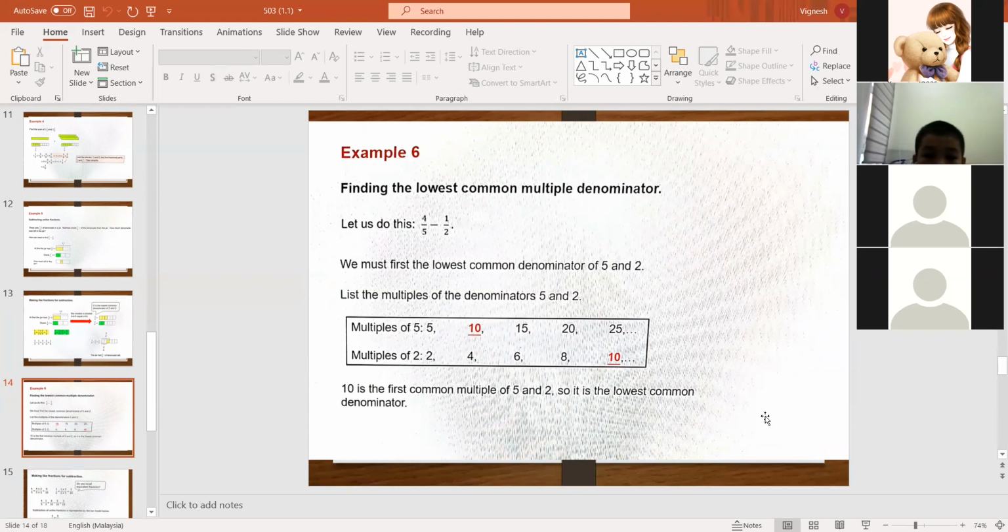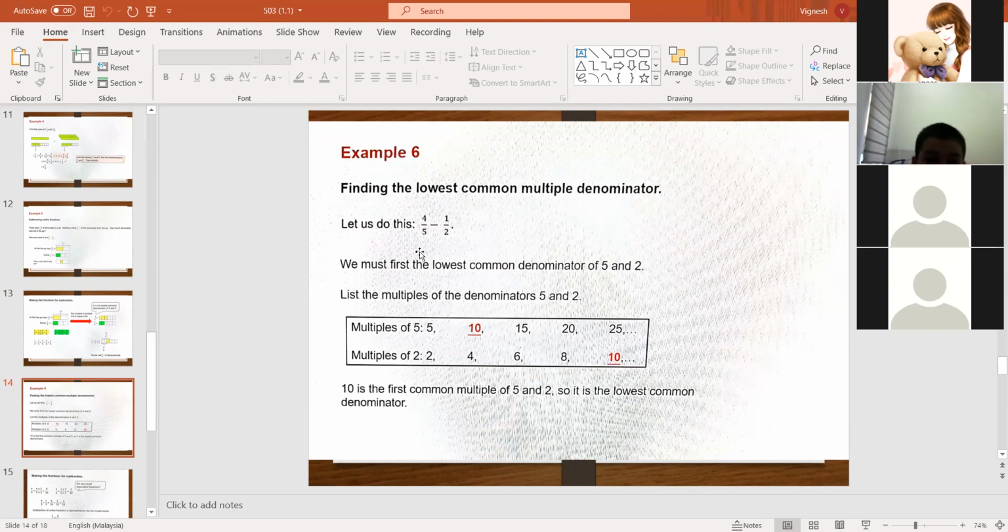As we know, the multiples of 5 are 5, 10, 15, 20, 25, 30, 35, 40, and so on. Okay, understand or not? Don't waste your time writing the multiples of 5 until you get 100. Once you get the first common multiple of 5 and 2, just leave it. Going on to 100, 200 is a waste of your time. If you want to follow this method, it depends on you.